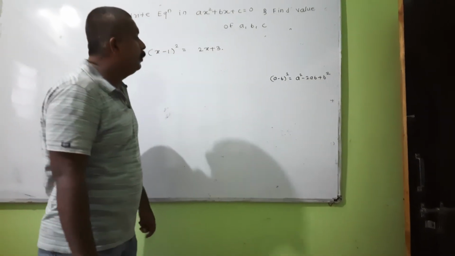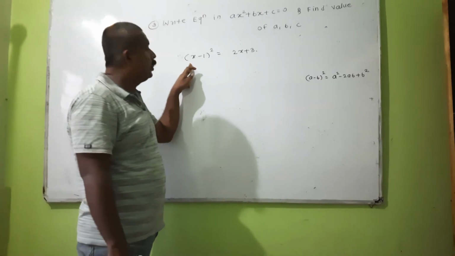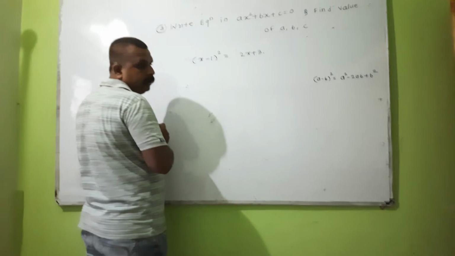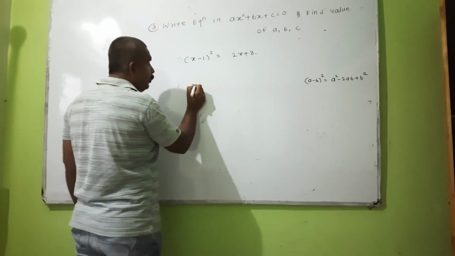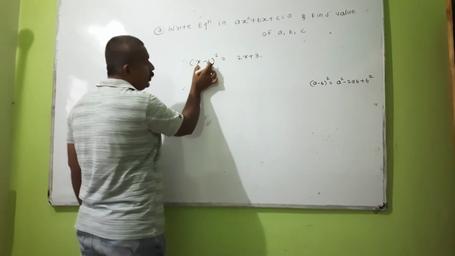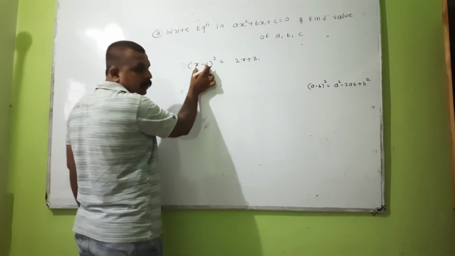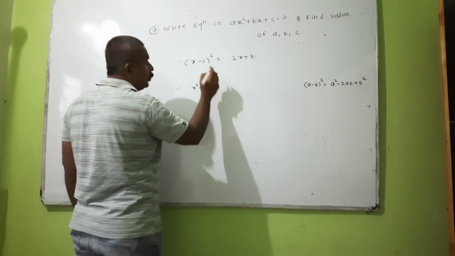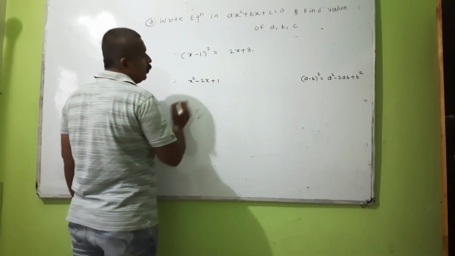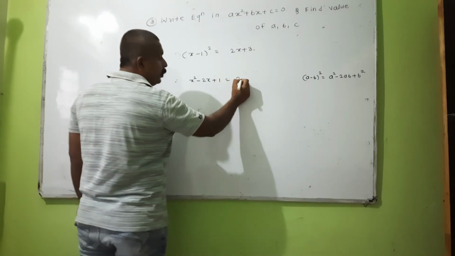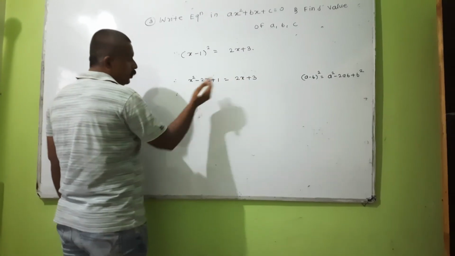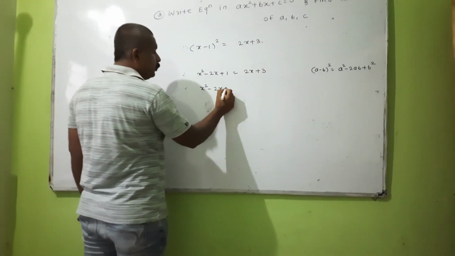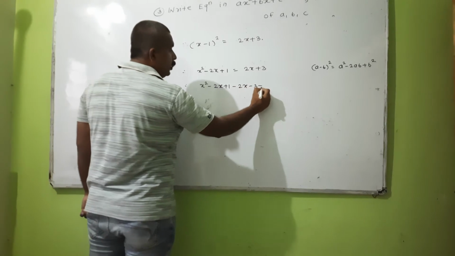If we compare this bracket with this, a is here x and b is here 1. That's why first of all we expand this. So this becomes a square, that is x square, minus the multiplication of these two, x into 1 into 2, so 2x, plus b square. The square of 1 is 1. After that, this becomes 2x plus 3. So we shift all the right side terms toward the left side: x square minus 2x plus 1 minus 2x minus 3 equal to 0.